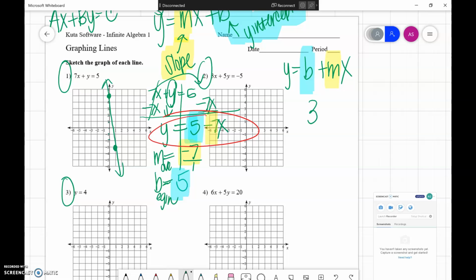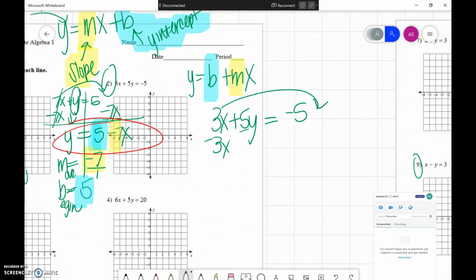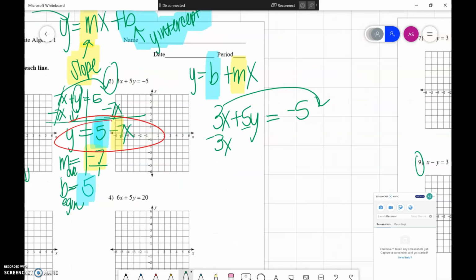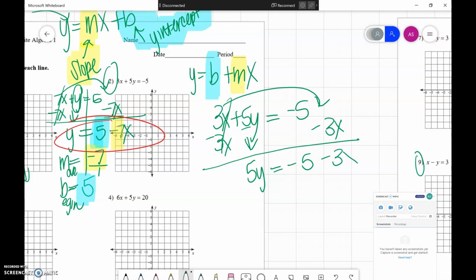So let's look at number 2. This time I have a coefficient, a number before our y, so it's going to be a little extra step in there. So I'm going to move this 3x to this side. Once I move the 3x, what I do to one side, I've got to do to the other side. So that cancels out here. I'm going to bring down 5y equals negative 5 minus 3x. Remember, like I said, we cannot put these together because they are not like terms.